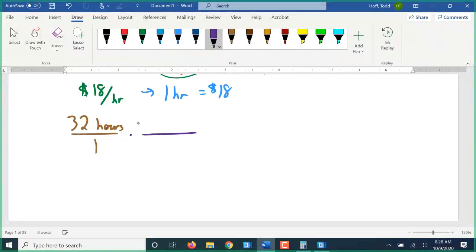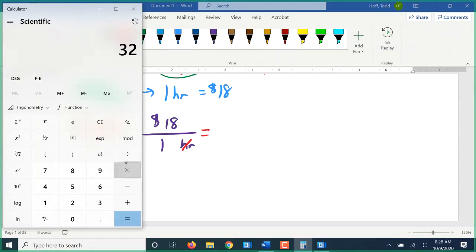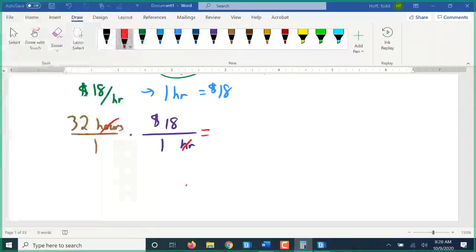Hours are on top here, so we're going to put hours on bottom. 1 hour is $18. Hours cancel out. 32 times 18 is $576.